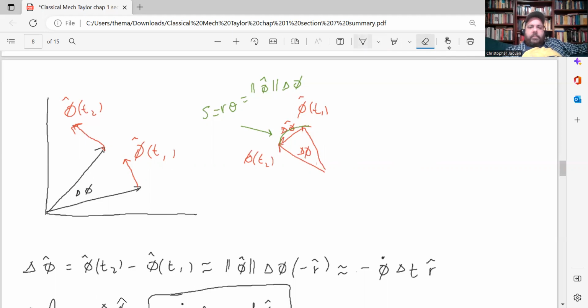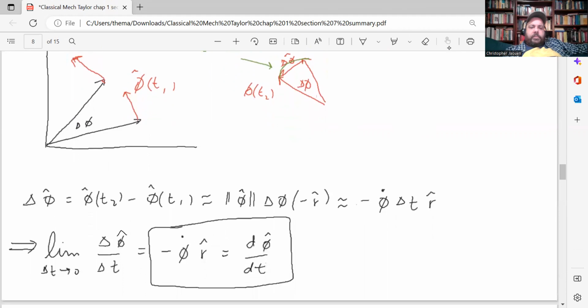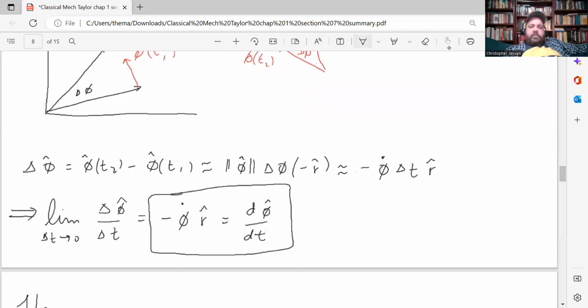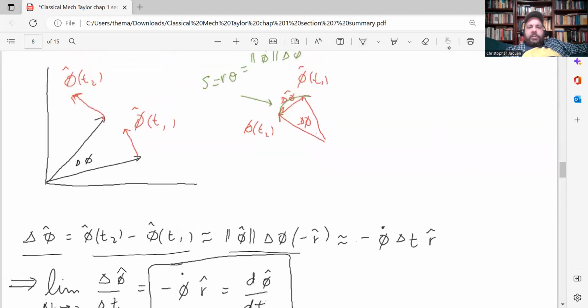Okay, and then again, using a similar argument as above, delta phi hat is equal to the difference phi hat t2 minus phi hat t1, which is equal to this by what I said above. But notice that it's multiplied by negative r hat. Going back up to the picture so you can see, over here r hat would point this way. This points in the opposite direction. So actually, you multiply by negative r hat instead of r hat here.